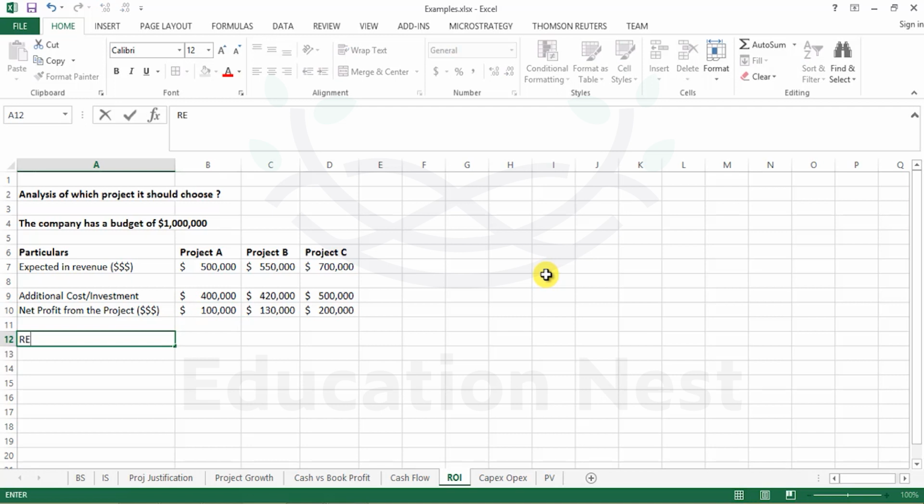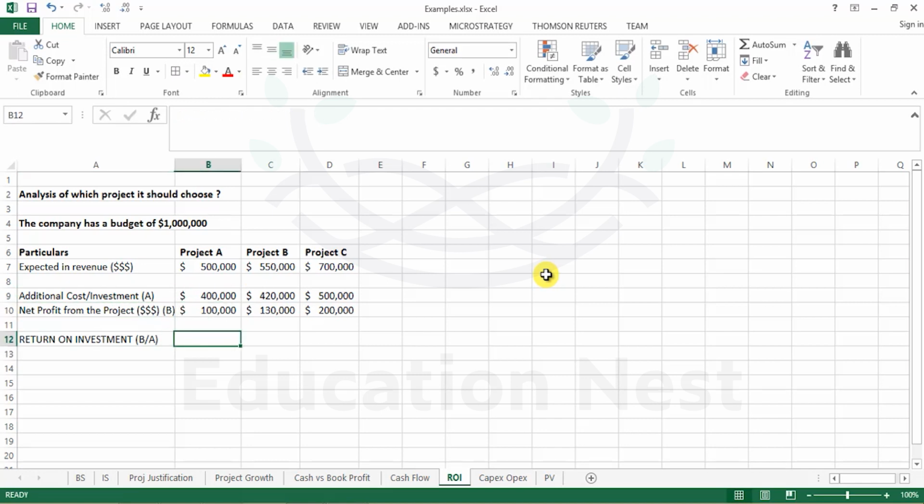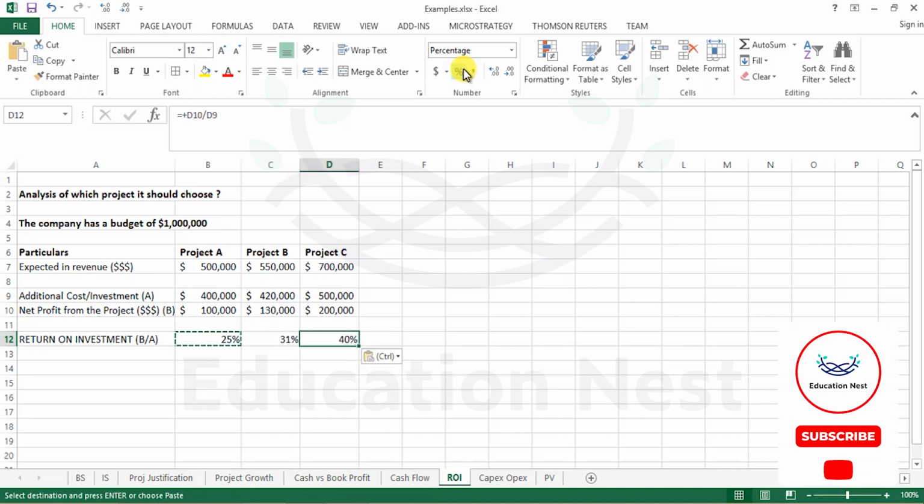Now, how is the return on investment going to be computed? Return on investment is going to be your net profit divided by your investment amount or the additional cost. Over here, we'll label the net profit as B and additional cost or investment as A, and it's going to be a mathematical computation now. That is $100,000 divided by $400,000. That's going to be 25%, I believe so. Yeah. And the same formula applies for the others over here also. So here it's going to be 31%, and for project C the return on investment is 40%.